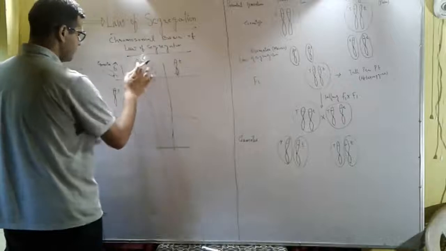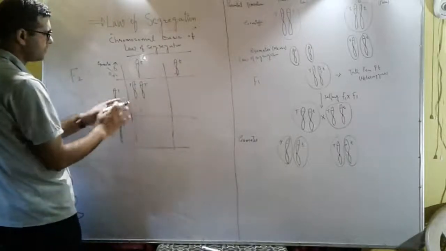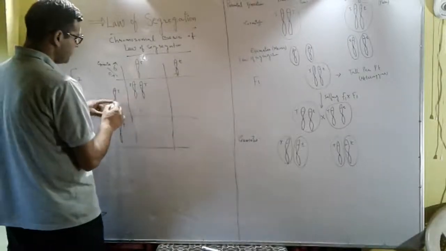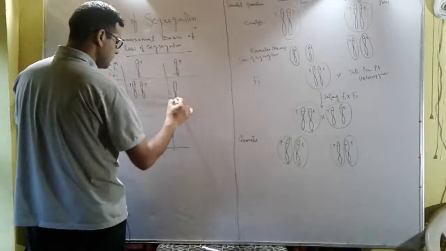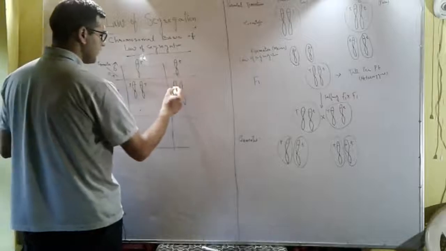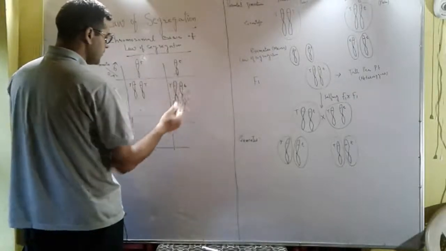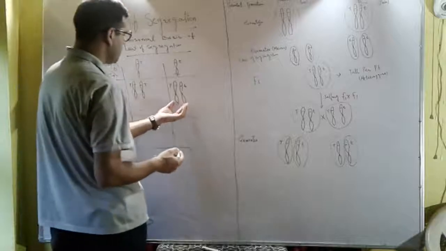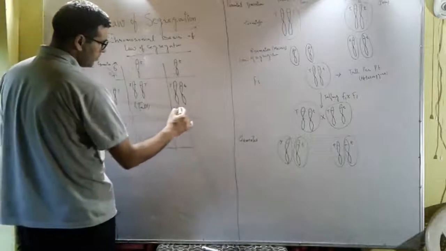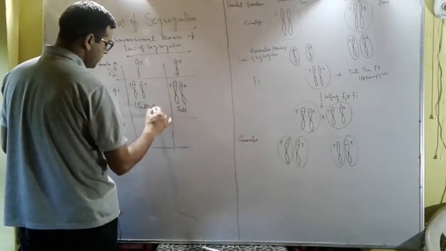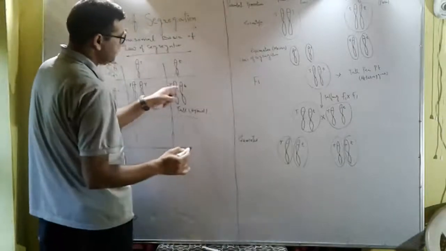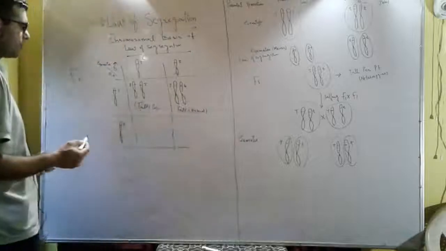So T and T, that means this gamete will fuse with this gamete, and we will get this kind of genotype in an individual. This gamete will fuse with this gamete, and we'll get this type of individual having this genotype in the F2 generation. So this is tall, tall, this is pure, and this is hybrid, having two dissimilar alleles for the gene. That is why it is hybrid or heterozygous.